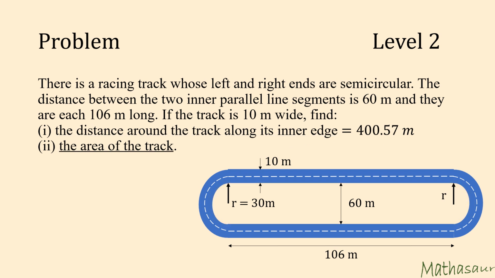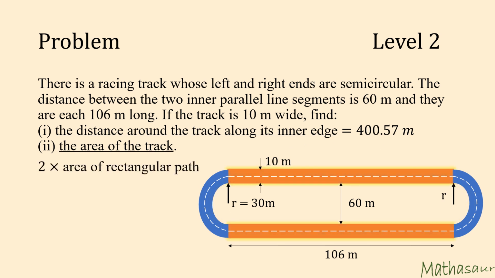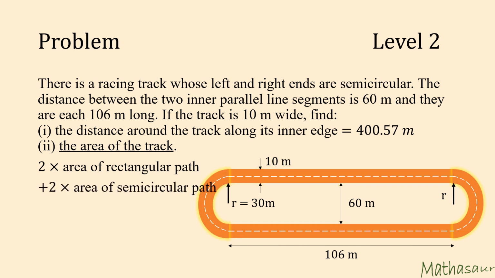Now let us find the area of the track. We are looking at the area of this rectangular path. Since there are two such paths, we can do twice the area of rectangular paths. And we have the two semicircular paths. Now the area of the rectangular path would be 2 times length times breadth, or 2 times 106 times 10. But how shall we find the area of the semicircular path?